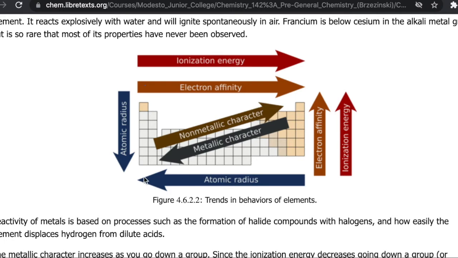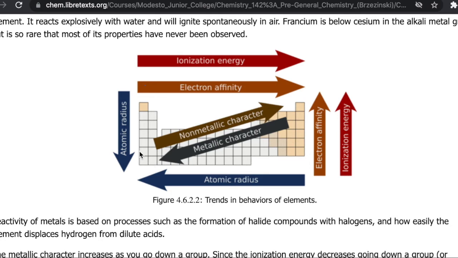And it also matches the size, because we talked about how it's harder to pull electrons away when the atoms are smaller. It's easier to pull the electrons away when the atoms are bigger. So going down the periodic table, the metallic character increases, and going from right to left, the metallic character increases.